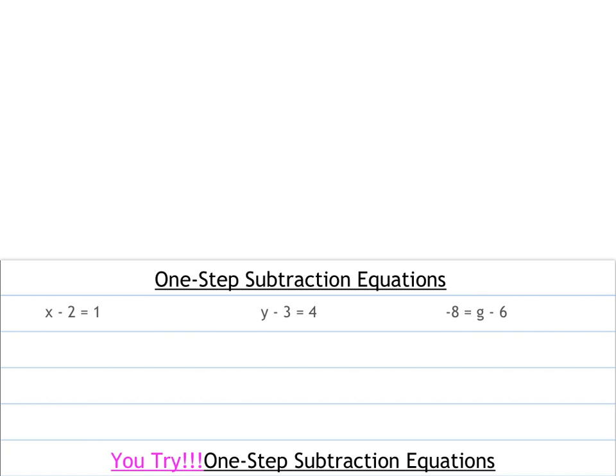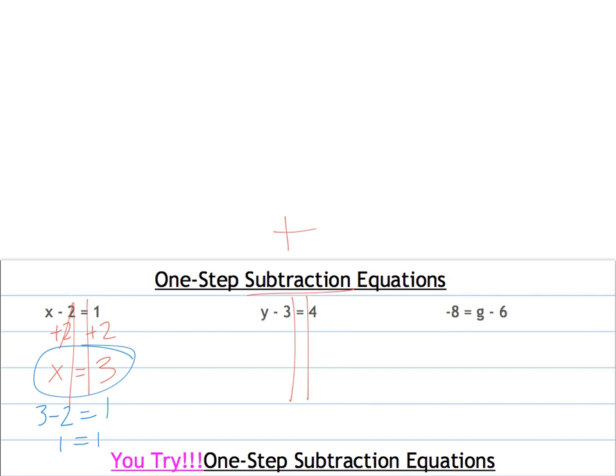Okay, last few here, subtraction ones now. If you see subtraction, you're going to do the inverse, which is adding. So make your tracks. Opposite of subtracting 2 is put that 2 back on. So I get x equals 3. Plug it in and check. 3 minus 2 should be 1. Sure enough.